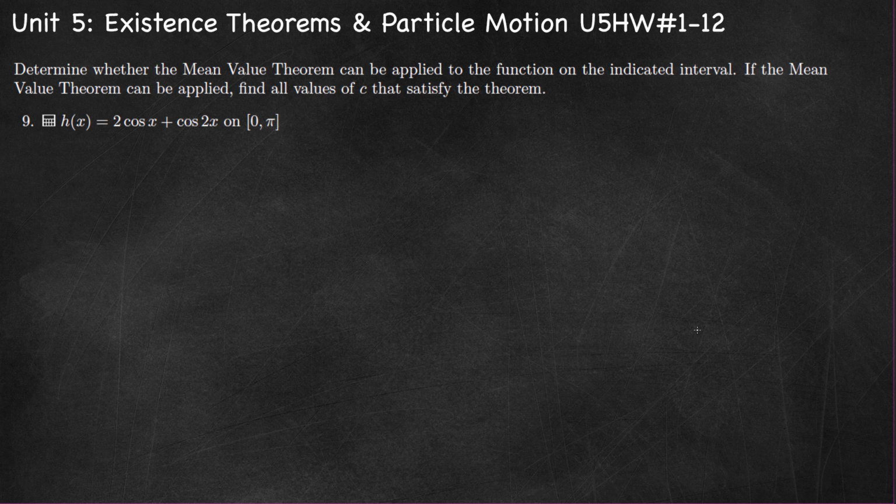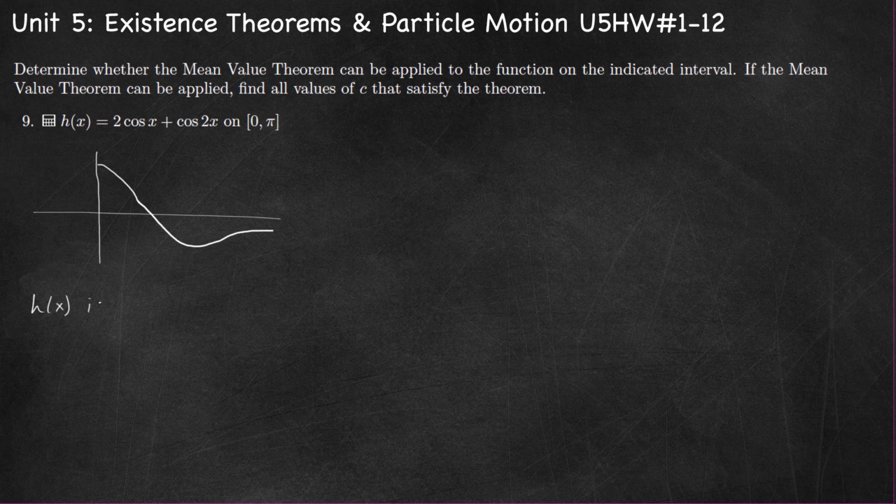Number 9, h equals 2 cosine x plus the cosine of 2x, and we're working on the interval from 0 to pi. This is a calculator active problem, so we can graph this function to determine whether it's continuous and differentiable, although I can see that it is a trigonometric function, so there are no values of x that are going to make this not be continuous. On the interval from 0 to pi, our function looks something like that. So it is continuous and differentiable everywhere on that interval.